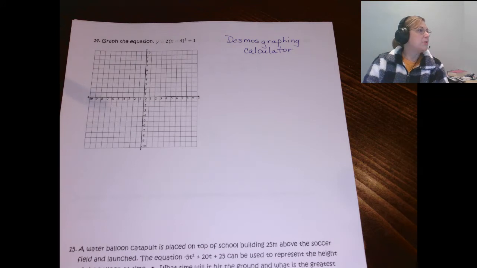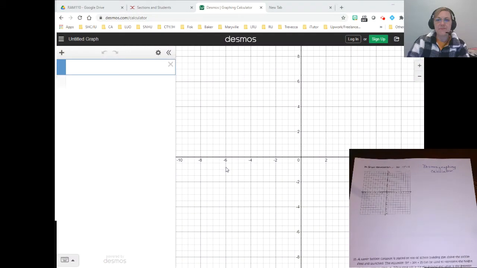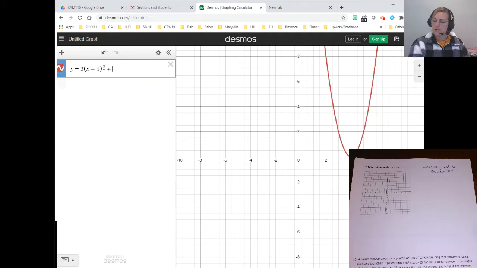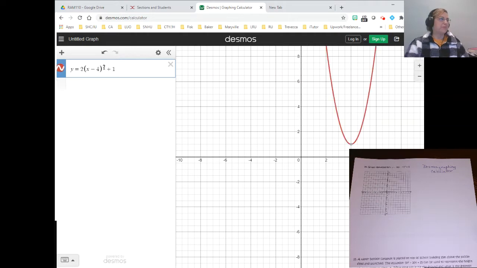Two seconds here. There we are. All right, switching some things around here. Now, let's put this equation in our Desmos graphing calculator. So I've got y equals, I'm literally just typing this with my keyboard. Parentheses, x minus 4, close parentheses, use the little caret to get your exponent, right arrow, plus 1. And looky there. Desmos graphs it for you.